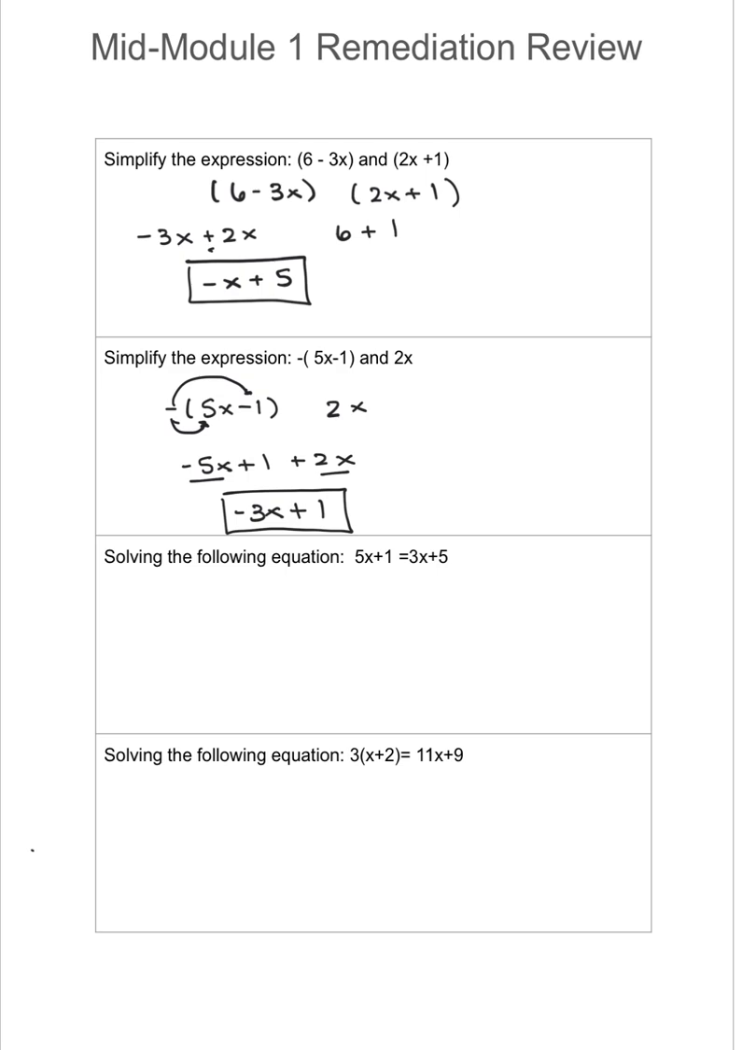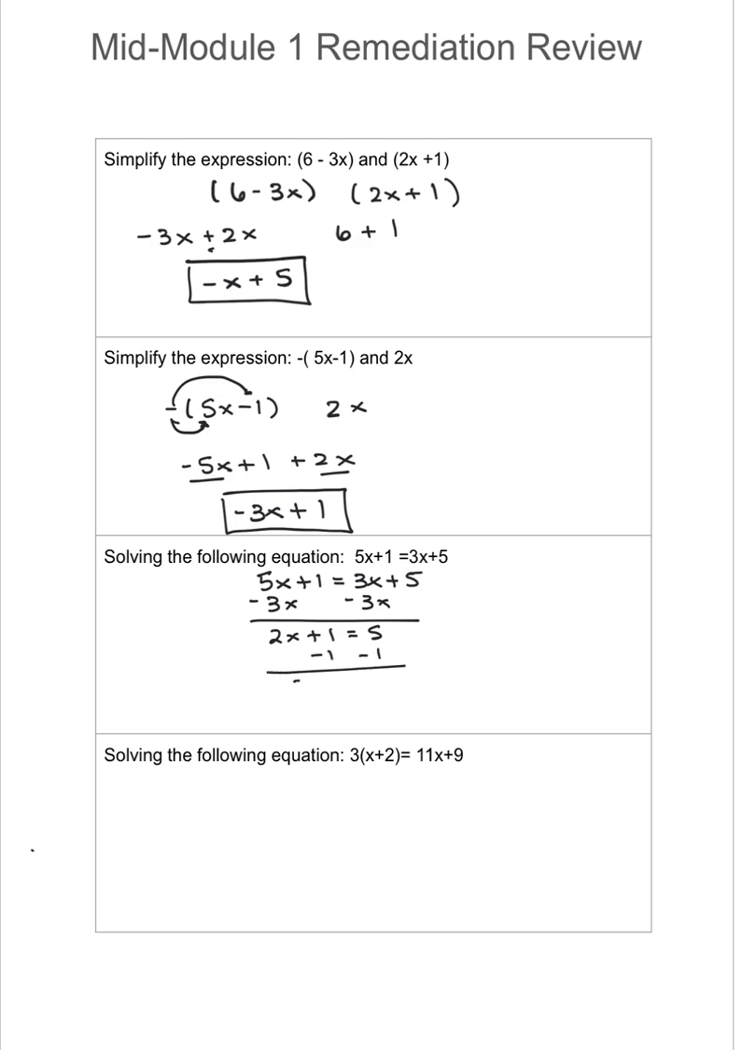For the next one, we're going to solve the equation. So remember, when we solve the equation, we distribute, combine like terms, move the variable to one side. So looking at either side of my equation, I don't have to distribute, I don't have to combine like terms, but I am going to move the variable. So I'm going to rewrite it. 5x plus 1 equals 3x plus 5. I'm going to subtract 3x from both sides. So I have 2x plus 1 is equal to 5.